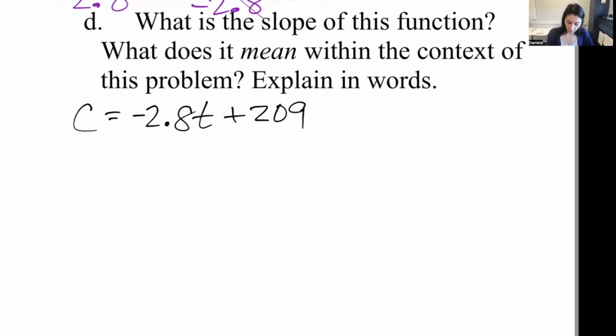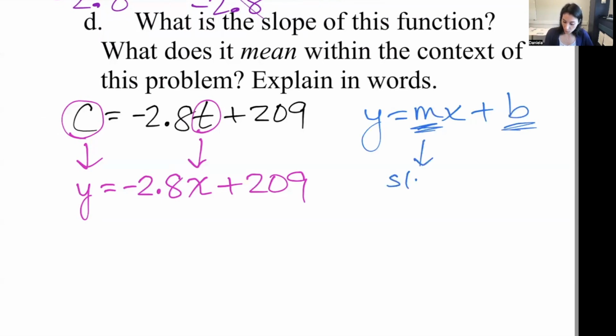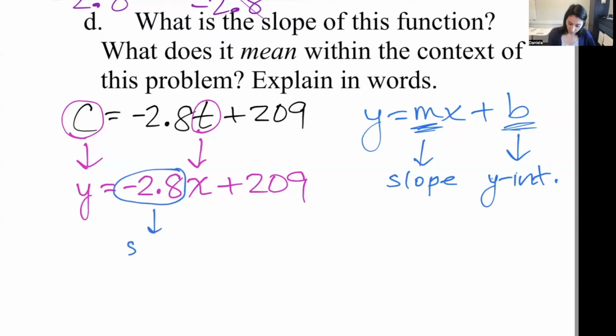And then if we take it even a step further, you should ask yourself, what is the x in the problem and what's the y in the problem? So C is going to be the dependent variable. It's going to act like the y. And t is like the x value, the independent variable. What that does is people like just identifying which one's the x and which one's the y, because now when we have the y equals mx plus b form, we can clearly see that the slope is the coefficient of the x term. It's that number in front. And b, we'll talk about later, is the y-intercept. So we can see here that negative 2.8 is going to be the slope.